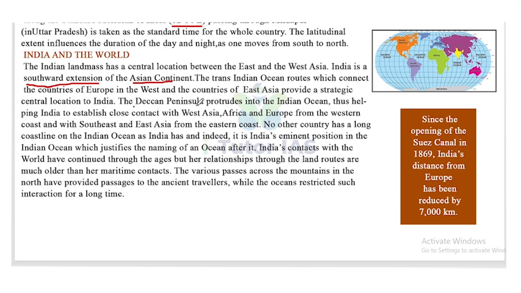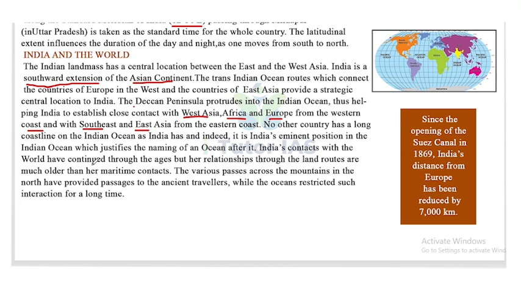The Deccan Peninsula protrudes into Indian Ocean, thus helping India to establish close contact with West Asia, Africa and Europe from the western coast, and with the Southeast and East Asia from the eastern coast. No other country has a long coastline on Indian Ocean as India has it. Indeed, it is India's eminent position in the Indian Ocean which justifies the naming of the ocean after it. So that's why the name of Indian Ocean, because India has that much connection to the Indian Ocean.